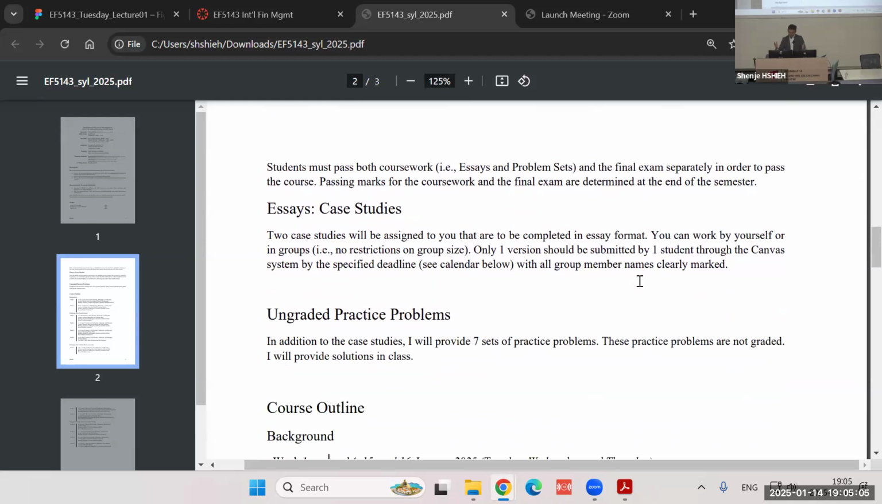All right, so 2 case studies. I will give you the case studies way ahead of time, so you will have plenty of time to think about it and work on it in your groups. So I'm going to let you work either alone or within your groups. You don't have to stay within the same group for the second case assignment, so you can do whatever you want. As long as you submit one version of your case study on Canvas, and that's fine.